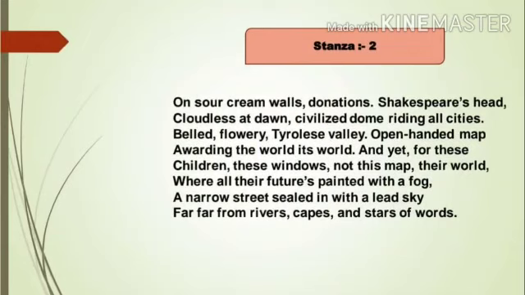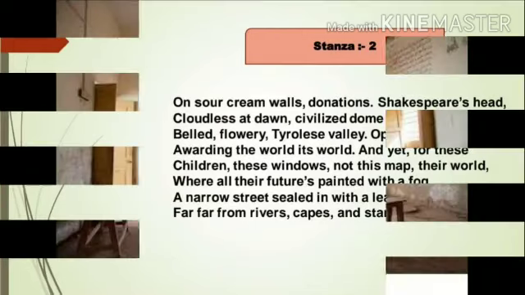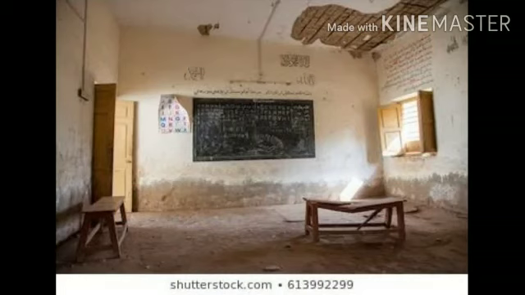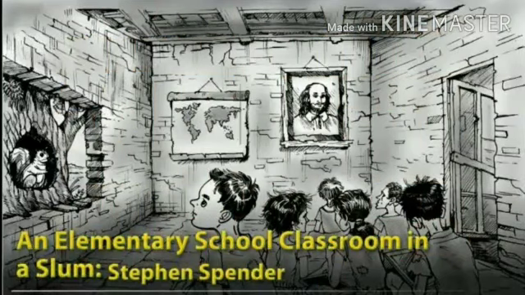In the second stanza, Stephen Spender portrays the pathetic condition of the classroom of that elementary school. He says, on sour cream walls, donations. Spender says that this classroom is being run by the donations given by the rich people. And one can see these donations on the creamy walls of the classroom.